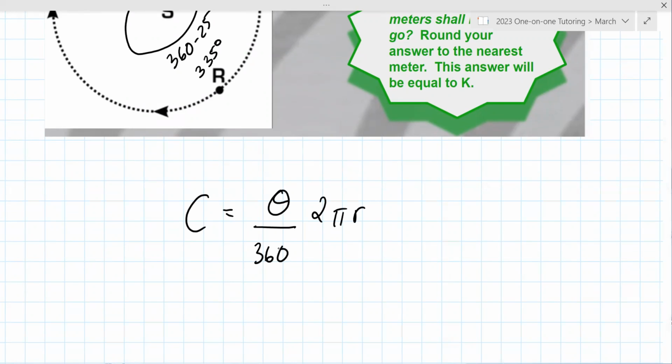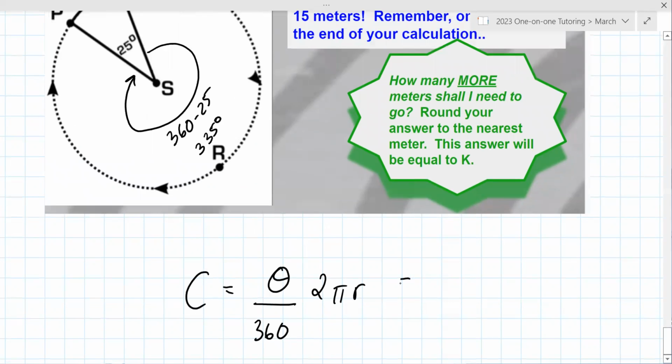Wait, could you repeat that? So if we're going all the way around, it's 2 pi r. And if we're not going all the way around, it's the angle you're going around divided by 360. So in this case, it's 335 divided by 360 times 2 pi times the radius, which we don't know. So we're going to get that in a moment. Oh, so we're solving for the radius.